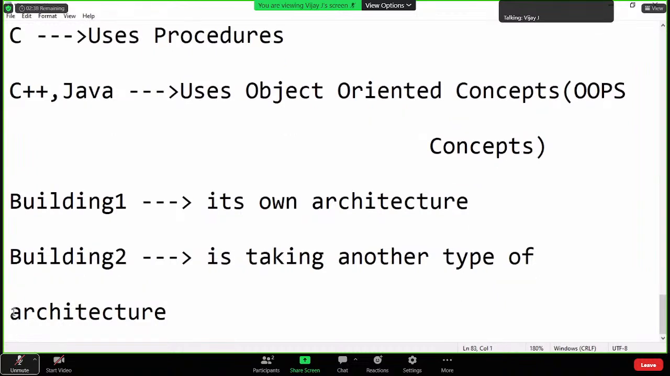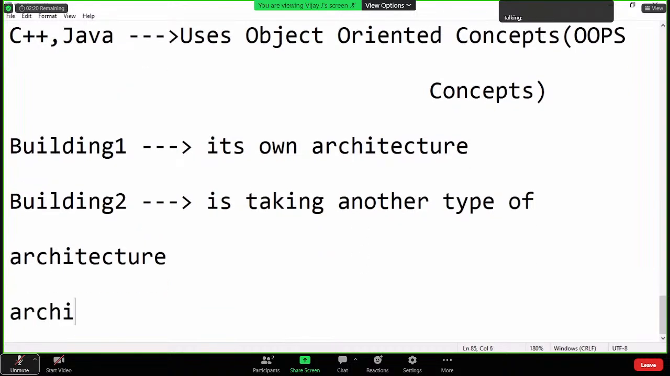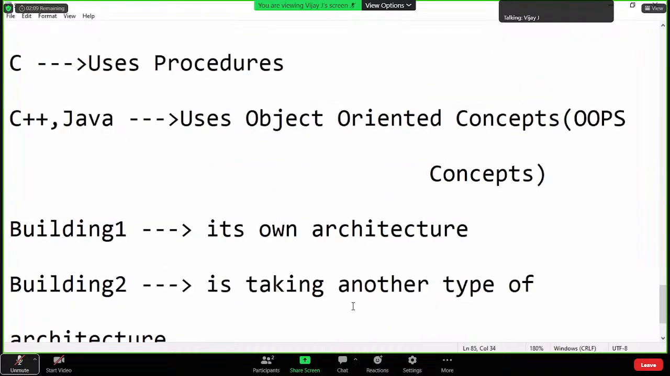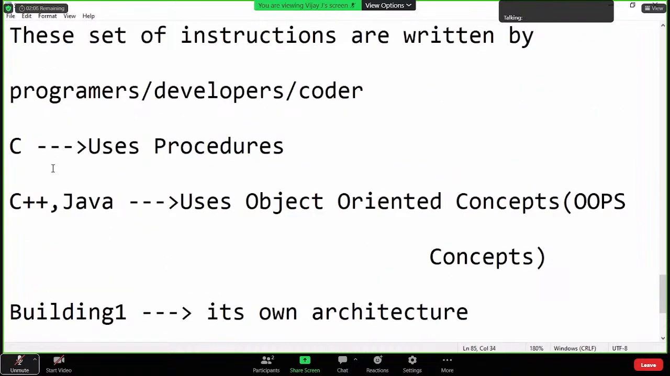I hope you can understand. Every building is having its own architecture. Architecture here means the design style. Design style means how you are constructing your building. Clear? Okay, in a similar way, the design style may change from one program to another program.